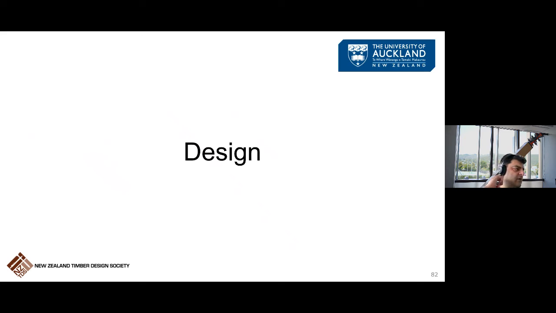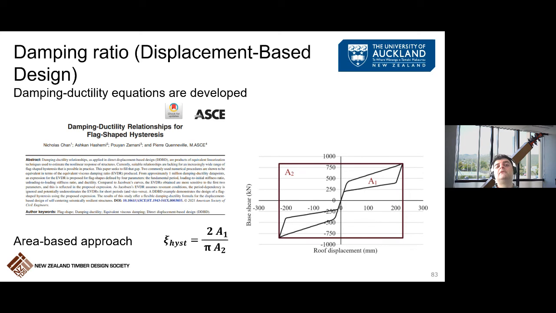About the design, I'm going to talk about how to start the design, but how to finish it depends on the complexity of the project and also the designer's preference. Damping-ductility relationships have been developed for this system, and are published as an ASD paper. This is the damping-ductility relationship for this system and any other self-centering system. If that's too complicated to use, then an area-based method can also be used to calculate the damping of the system.